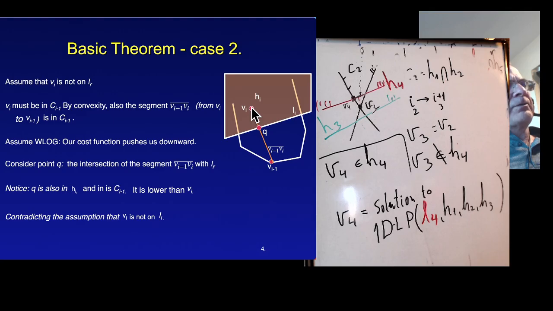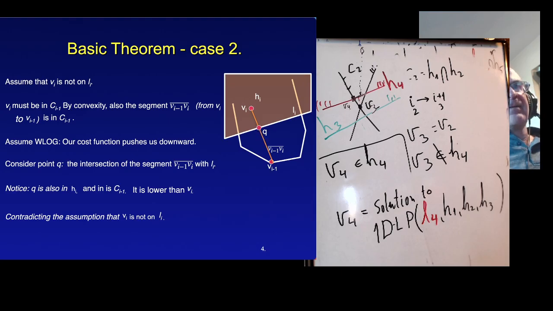But now, because of convexity, Vi is inside Hi and Vi minus 1 is outside Hi, meaning that this segment must hit the boundary of Hi at some point. This red vertex must hit the line Li. Let's call the point of intersection Q. Q is better than Vi to my cost function. Q satisfies all the constraints, including Hi. It satisfies all the constraints.